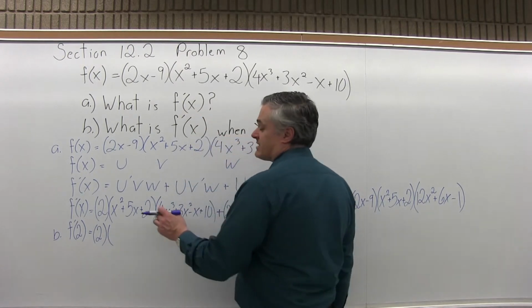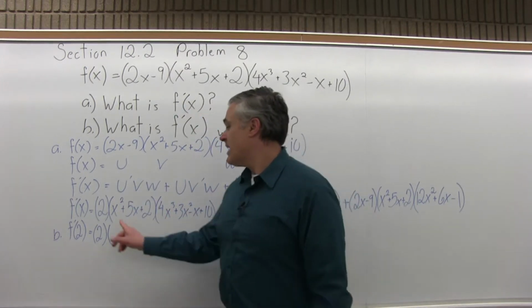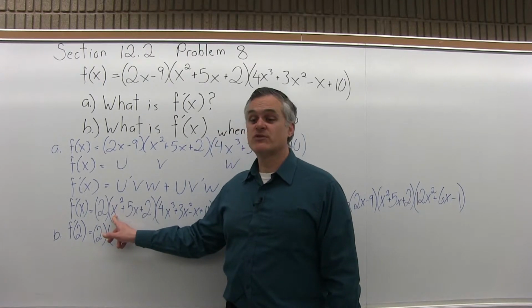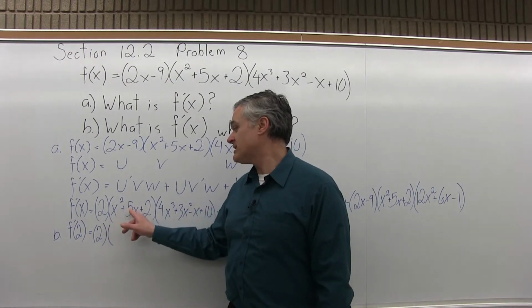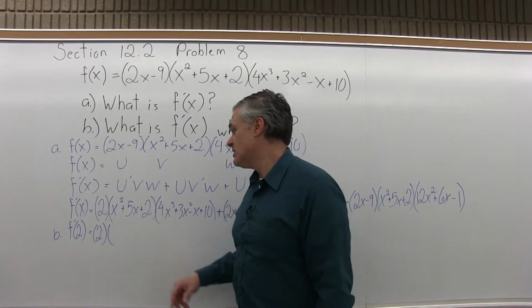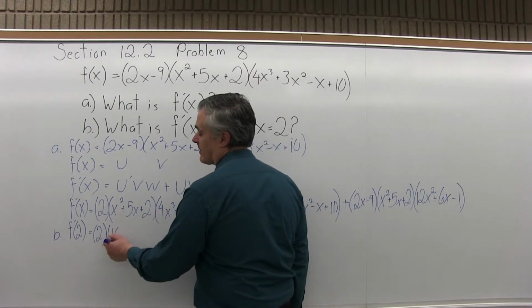But now, this next parenthesis, x squared plus 5x plus 2, let's simplify that. X squared becomes 2 squared, which is 4. 5x is 5 times 2, which is 10. So I have 4 plus 10 plus 2. So 4 plus 10 is 14, plus 2 more is 16.